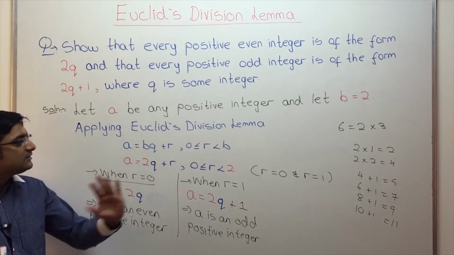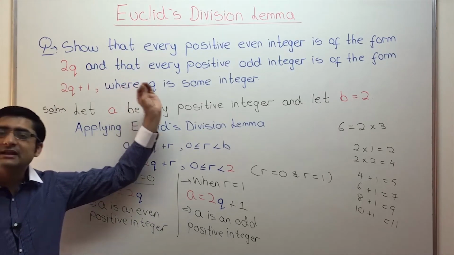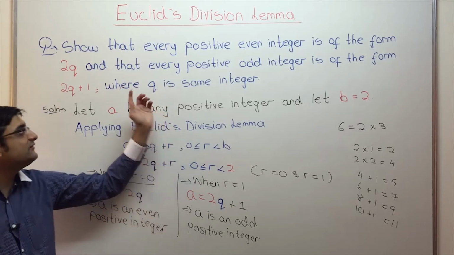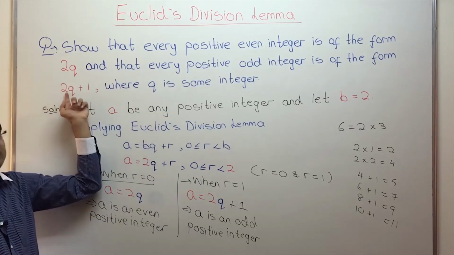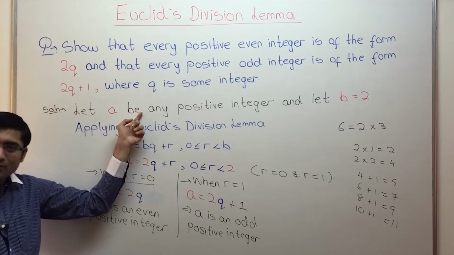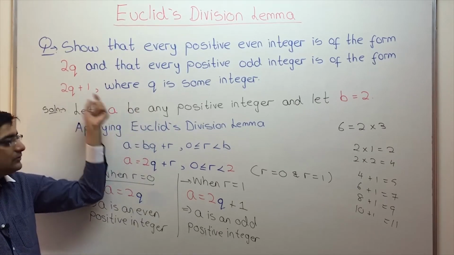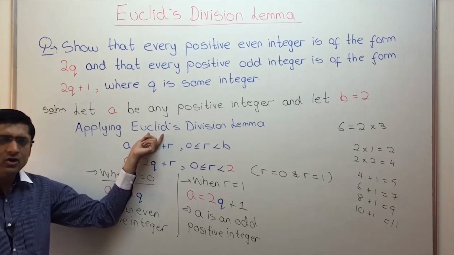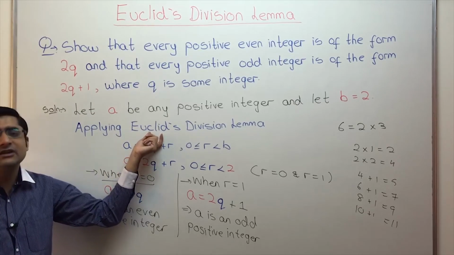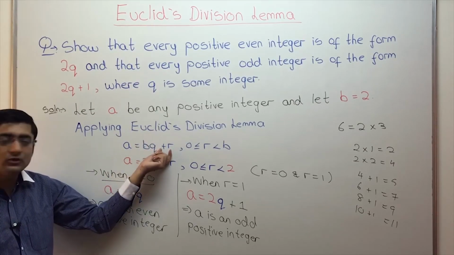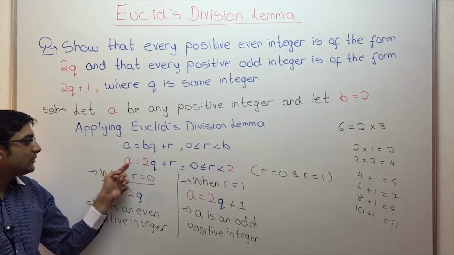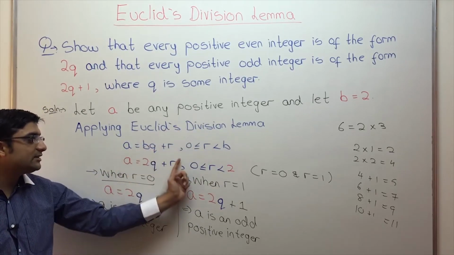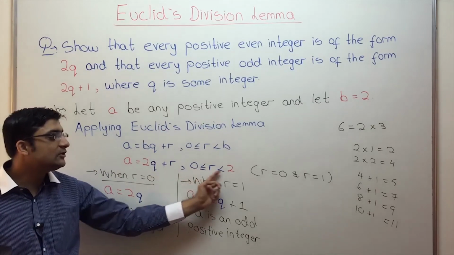Let me do a recap. The first step is let a be any positive integer. Now how do we choose the value of b? Look at what is given over here. Compare this with bq plus r, so b is equal to 2. So let a be any positive integer and let b be equal to 2. By applying Euclid's division lemma, what is it for any pair of integers a and b? a is equal to bq plus r, where r is greater than or equal to 0 and less than b. Here b is 2, so r is greater than or equal to 0 and less than 2.